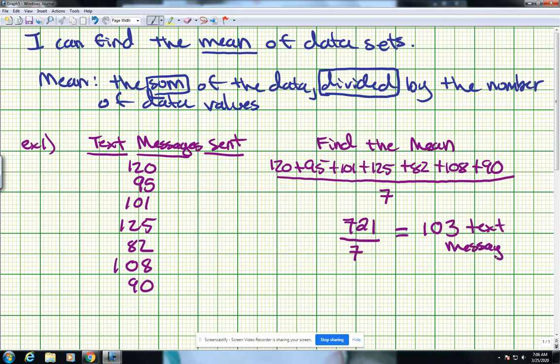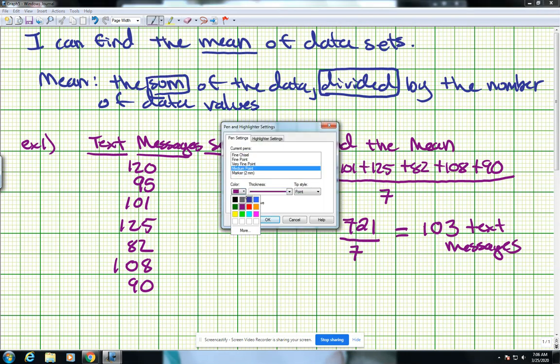And what does this mean to us? Well, that means that some people on this list texted more than that, and some people texted less than that, but 103 is our average, our mean. All right, let's take a look at example 2.